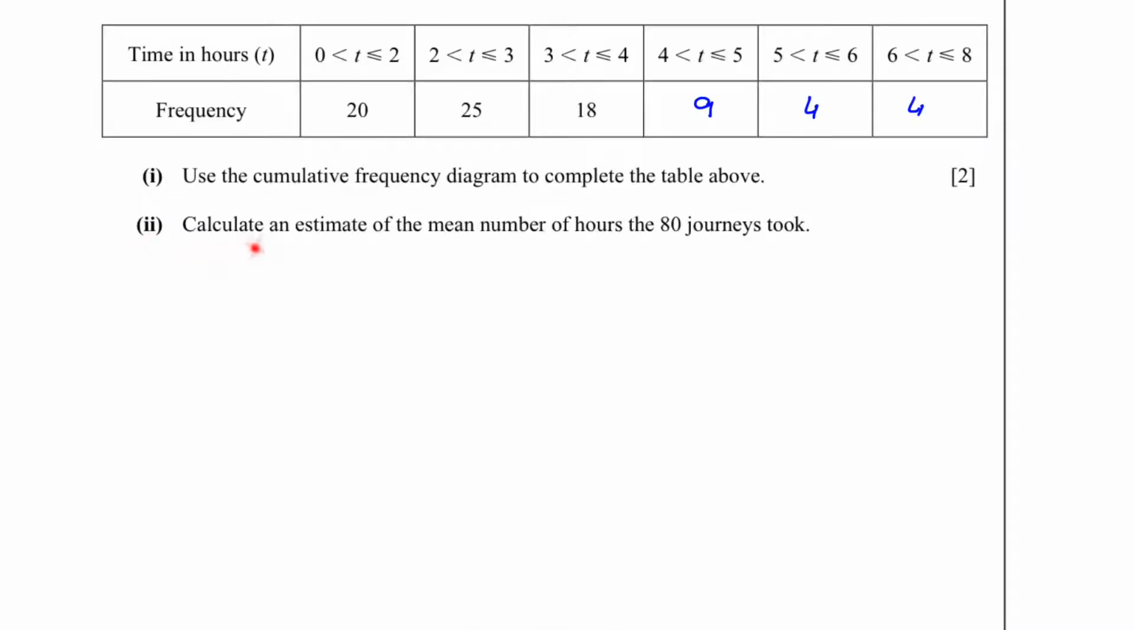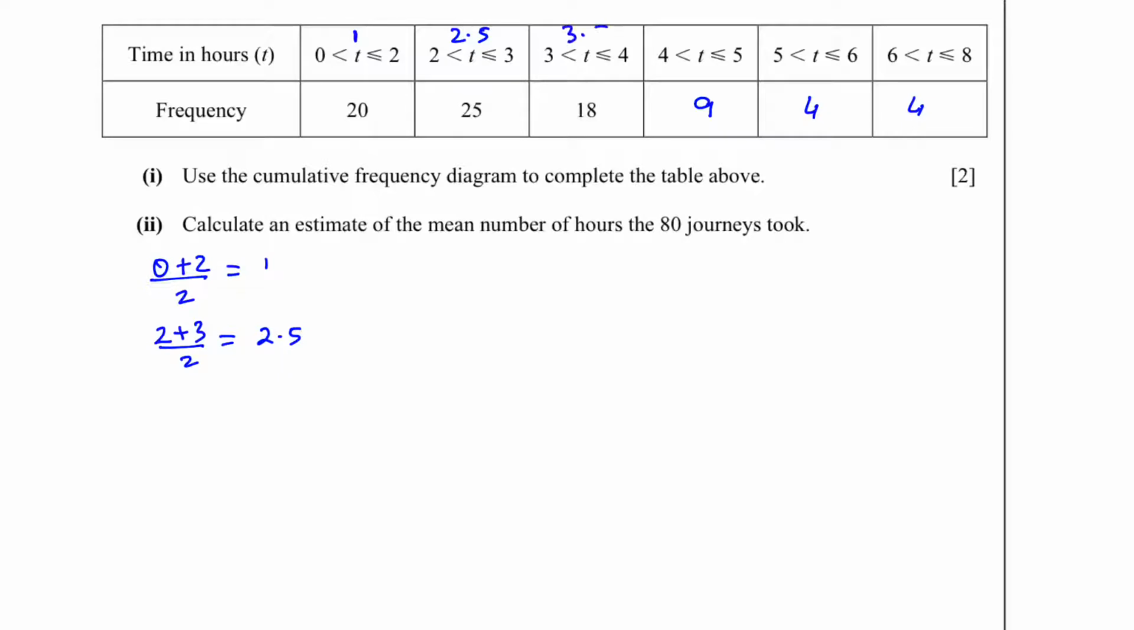In part 2, we have to estimate the mean number of hours the 80 journeys took. The first thing you should do in grouped data like this is find the midpoint. So the midpoint of 0 and 2 is going to be 1. You can add the two numbers. You can do 0 plus 2 divided by 2, that will give you 1. And for the next one, 2 plus 3 divided by 2, you will get 2.5.